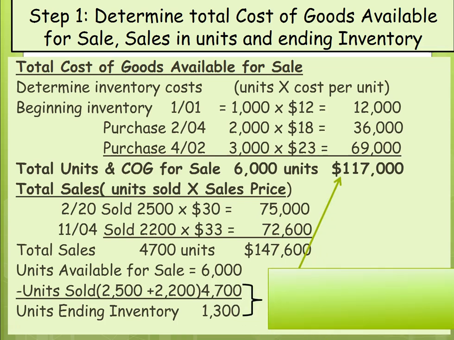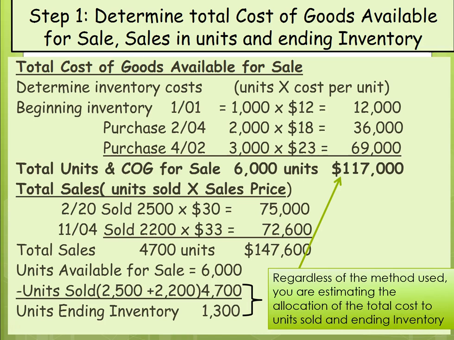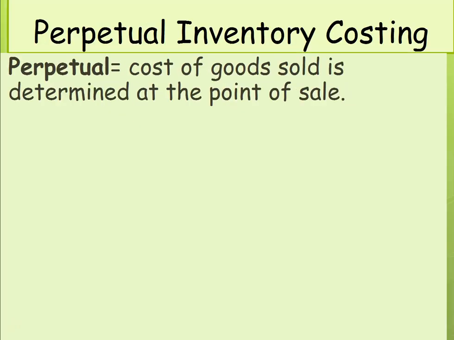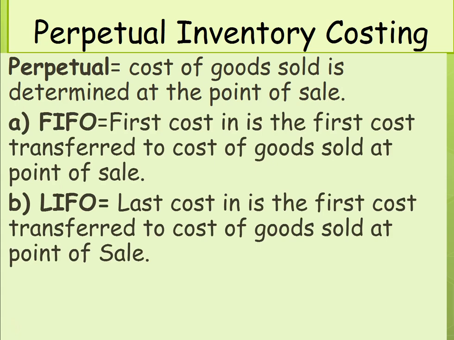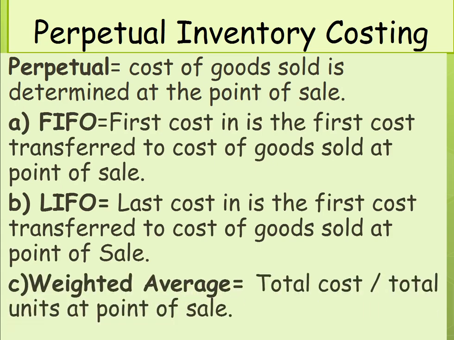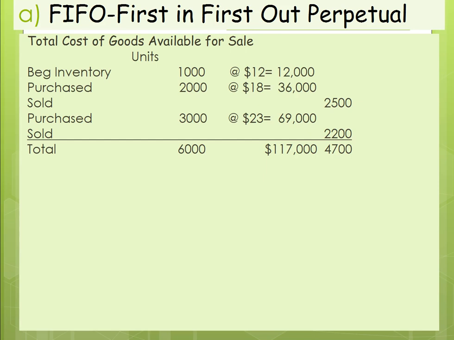Now again, what we're going to do is allocate $117,000 between units sold and units in ending inventory, and when we total it together, regardless of what method we use, it has to equal that 117. Now, again, we're doing perpetual inventory costing. We're going to do FIFO, LIFO, and weighted average. So we're going to start with FIFO under perpetual.